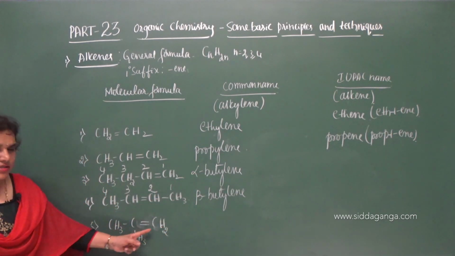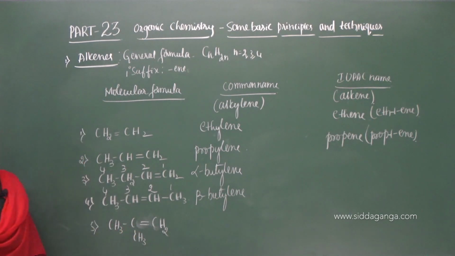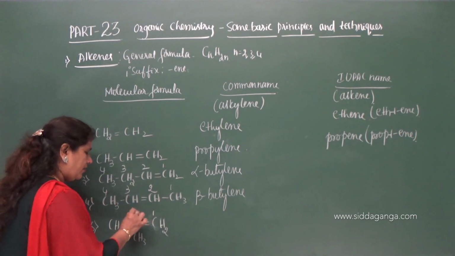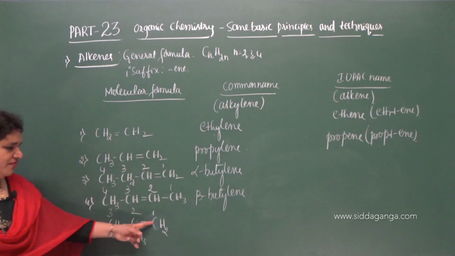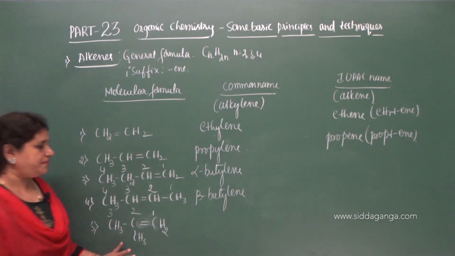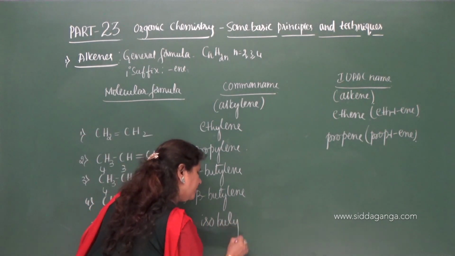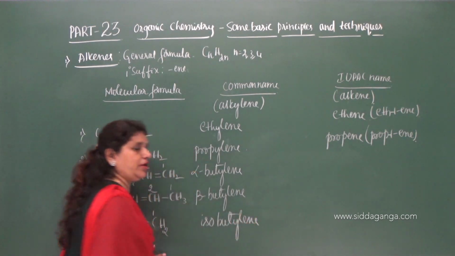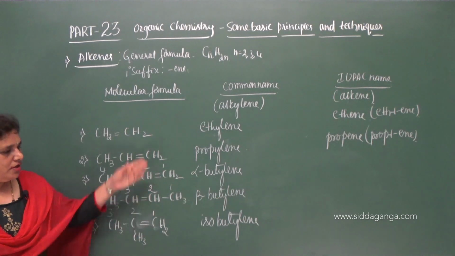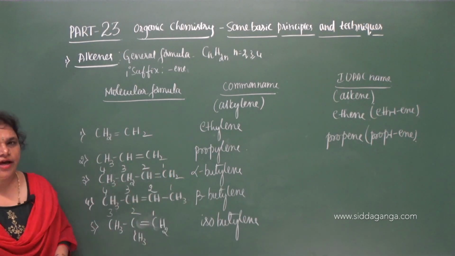And again, what is this compound? The carbon chain is branched and there are 4 carbon atoms, and here we have the double bond between the first and second carbon. What will be the common name when the carbon chain is branched with 4 carbon atoms? Isobutylene. Iso, why is it iso? Because the carbon chain is branched. So did you get the common name? Once you know the common name, we can move on to the IUPAC name.